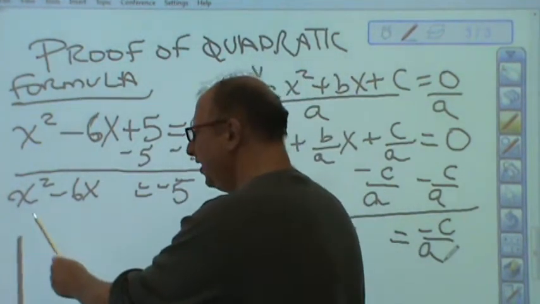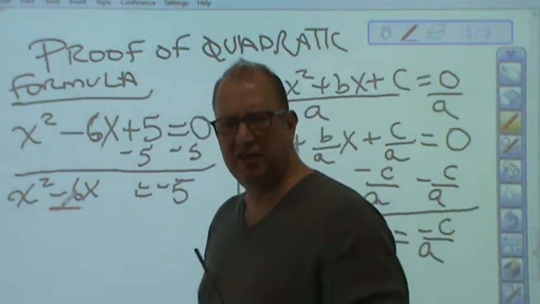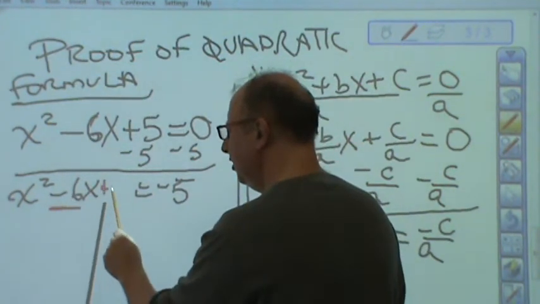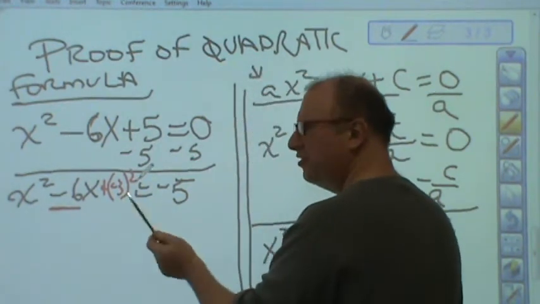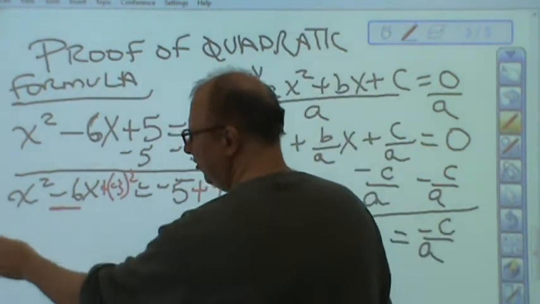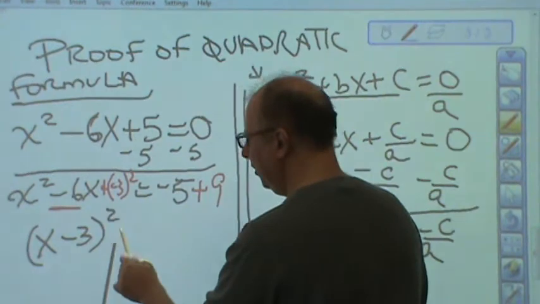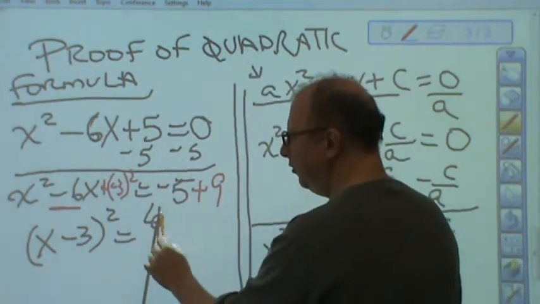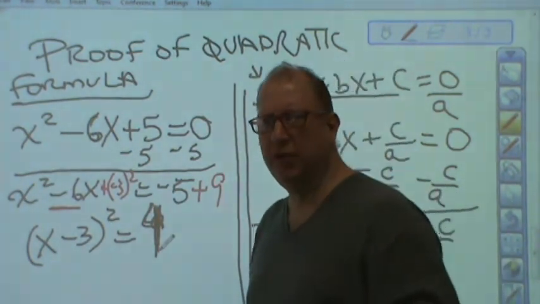Let's take half of negative 6, and half of negative 6 is negative 3, and I'll square it. So I'm going to take negative 3 squared, which is 9, to both sides of the equation. So look what I'm left with now. X minus 3 to the second power is equal to negative 5 plus 9, which is 4. Okay, let's do it again.